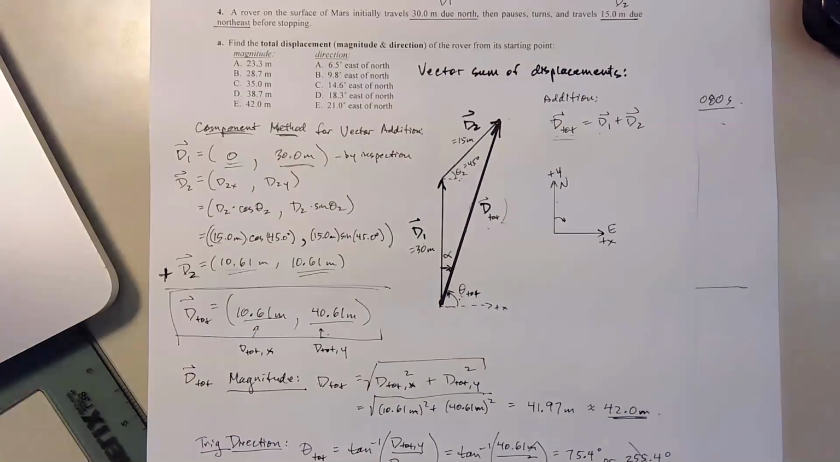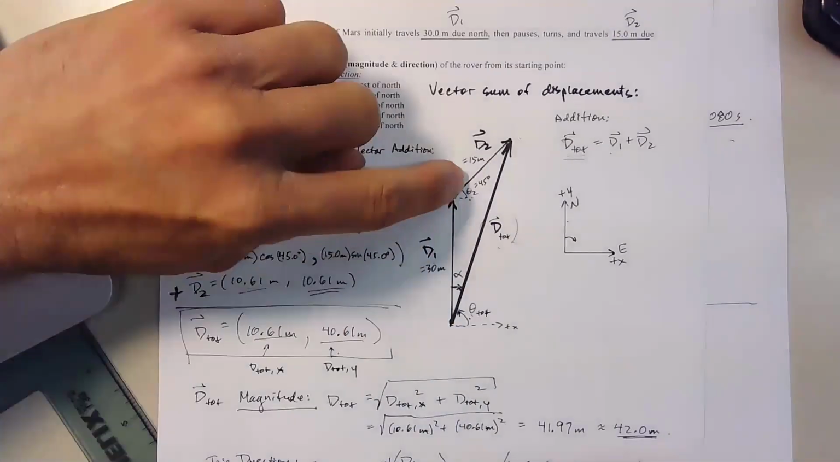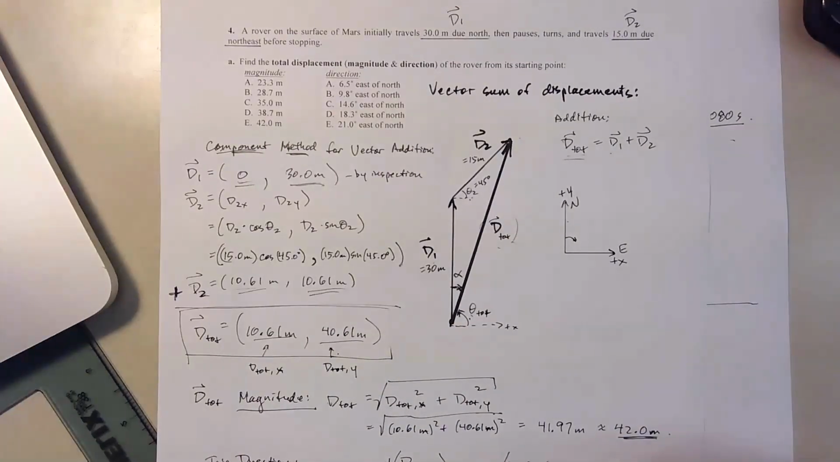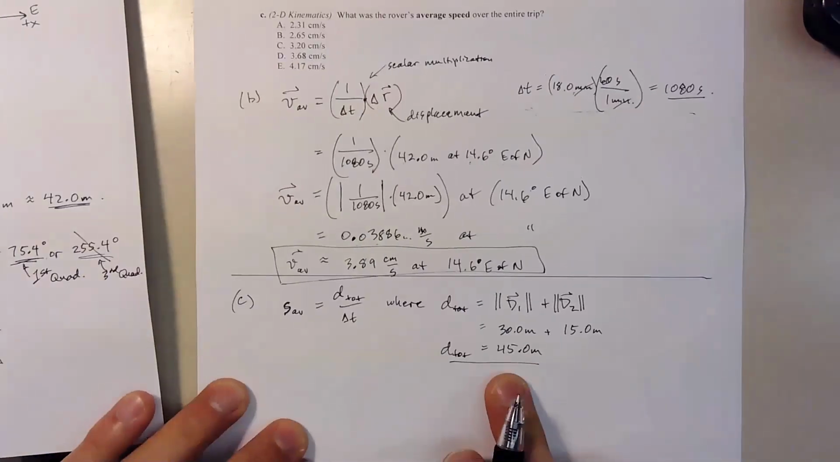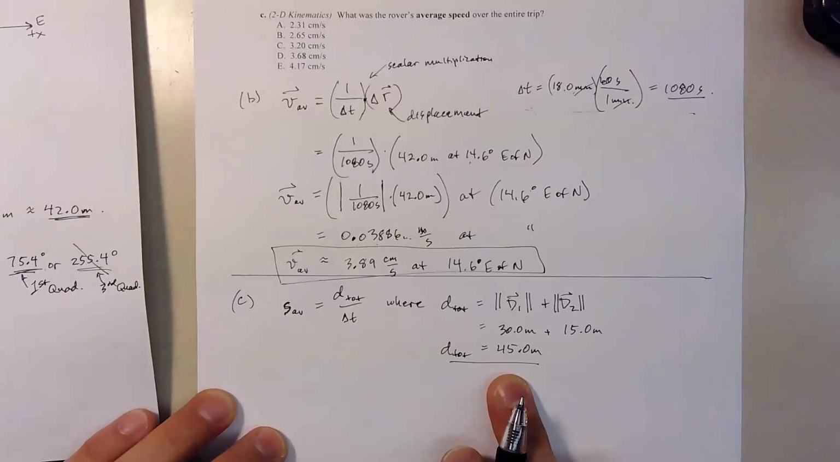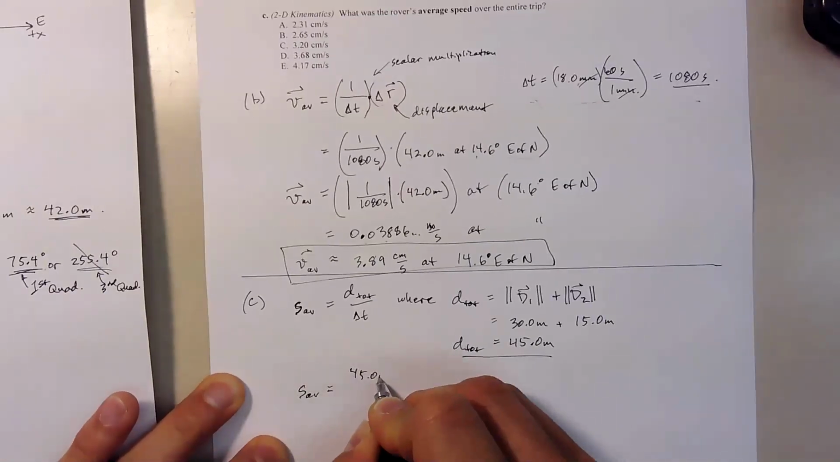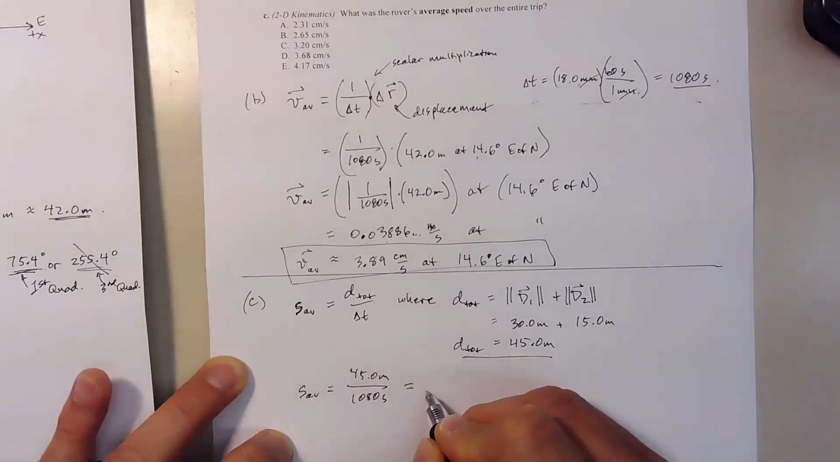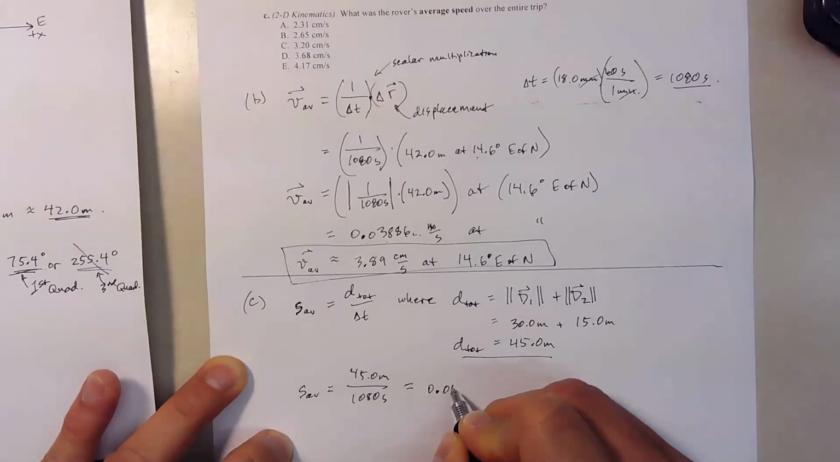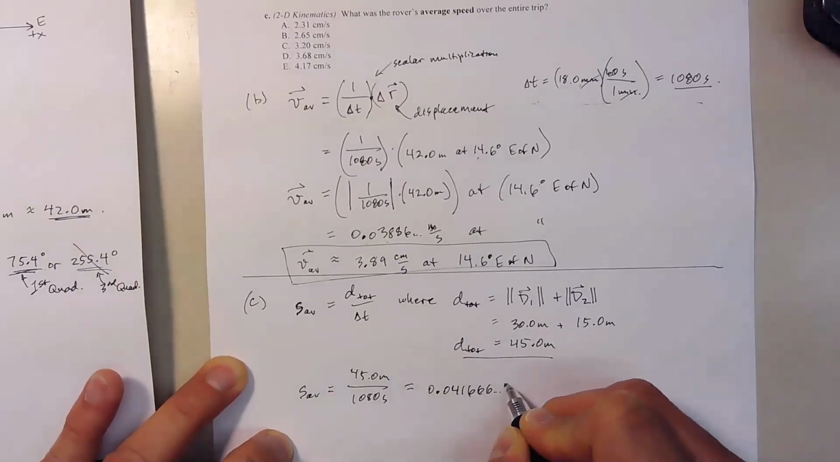Notice how we've now lost the sense of direction, right? We're mixing directions when we ask what's the total path length traced out by the rover, okay? So this 45 meters here does not have a direction attached to it. So now I can calculate the average speed. 45 meters divided by 1080 seconds. And my calculator says the answer is 0.04166 meters per second.